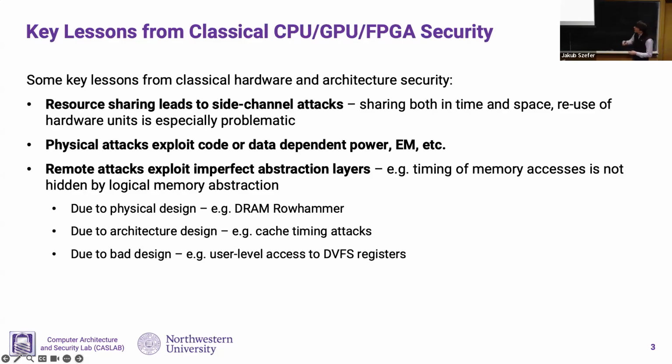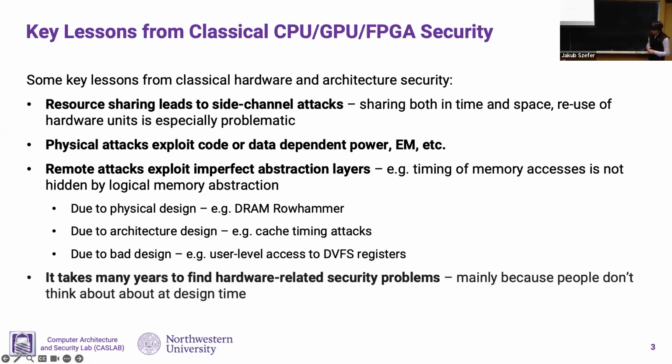So these remote attacks really come down to this: we have these layers, and the users should be at the logical layer above the ISA, but somehow they bypass the abstraction layers through one of these three means.